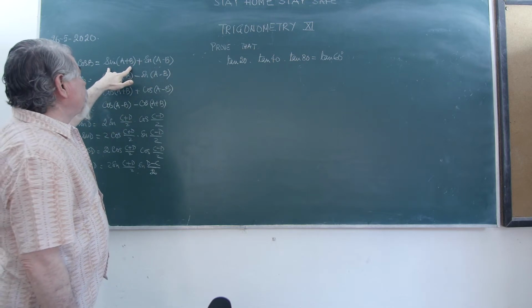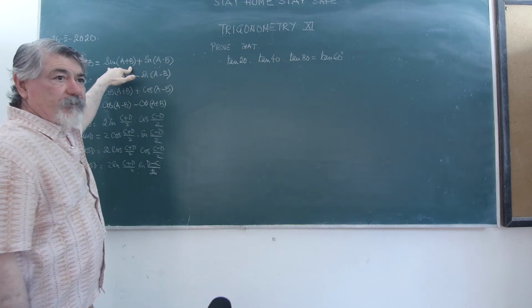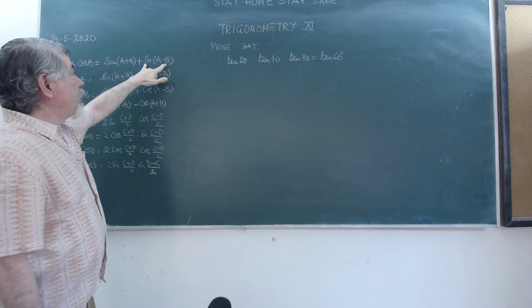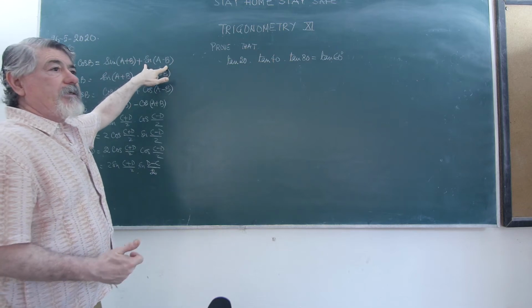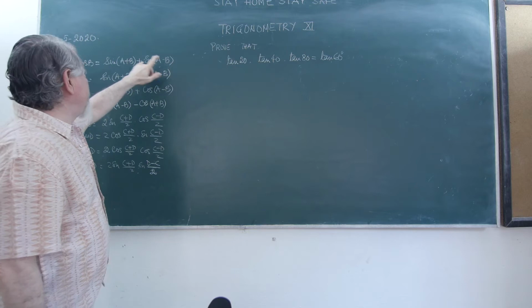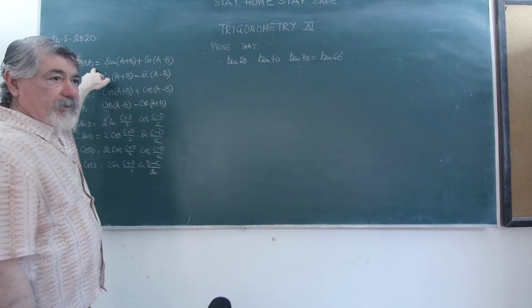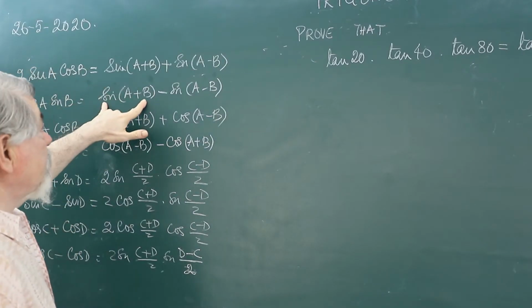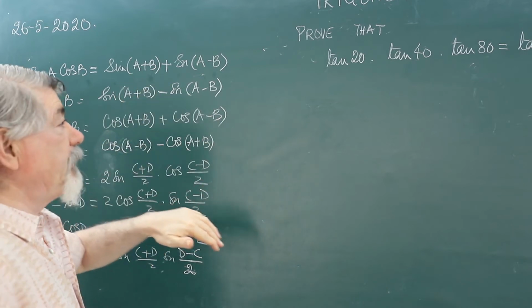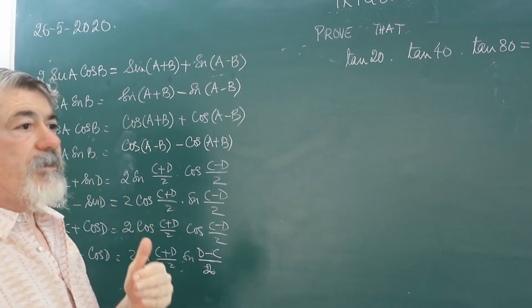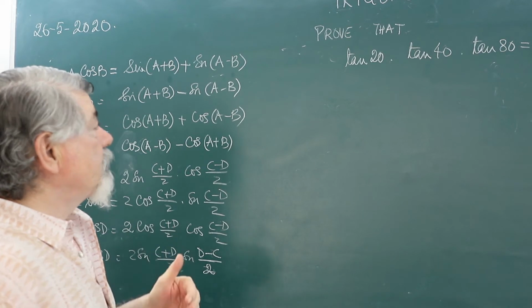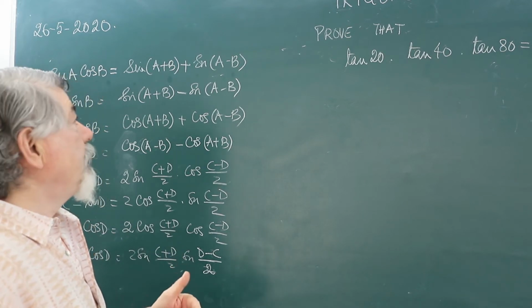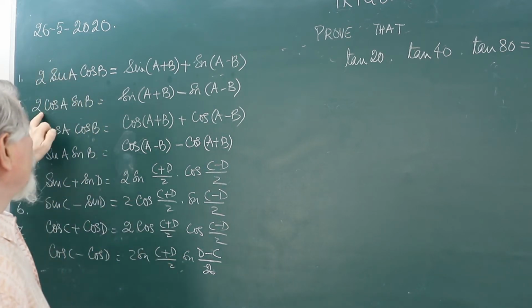That means when you add sin A plus B, which is sin A cos B plus cos A sin B, plus sin A minus B, which is sin A cos B minus cos A sin B, you will get 2 sin A cos B. Similarly, sin A plus B minus sin A minus B, that means sin A cos B plus cos A sin B minus sin A cos B and cos A sin B, you will get 2 cos A sin B.